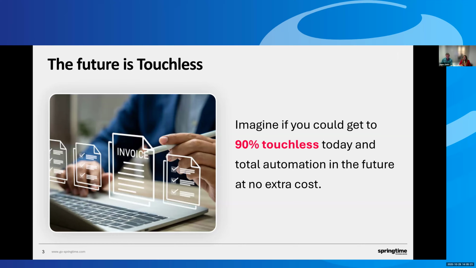Right, so one of the things I wanted to cover today as we go through is I want to give you a little bit of a tease. So imagine if you could get 90% touchless processing through accounts payable today and lead towards 100% total automation in the future, and it didn't cost you anything more than AP is costing you today. That is my challenge, to show you how you can achieve that by the end of the session today. And it'll be a test.